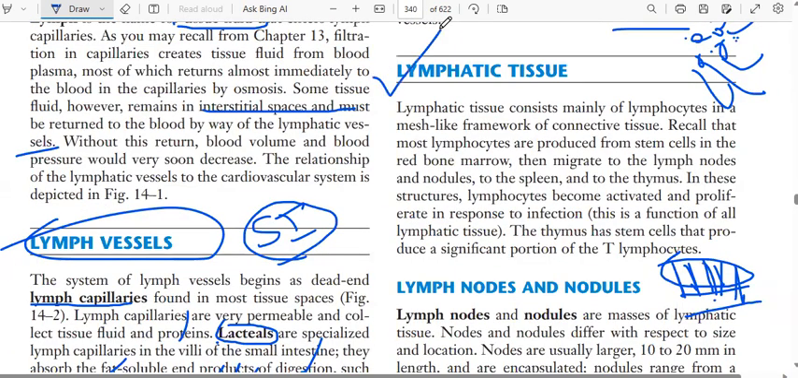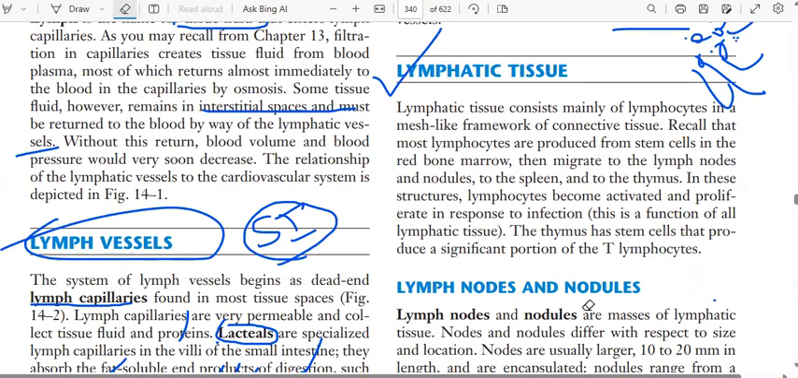Next, lymphatic tissue. Lymphatic tissue consists mainly of lymphocytes in a mesh-like framework of connective tissue. Most lymphocytes are produced from stem cells in the red bone marrow. They migrate to the lymph nodes and nodules, to the spleen and the thymus. These structured lymphocytes become activated and proliferate in response to infection. The thymus has stem cells that produce a significant portion of T lymphocytes.